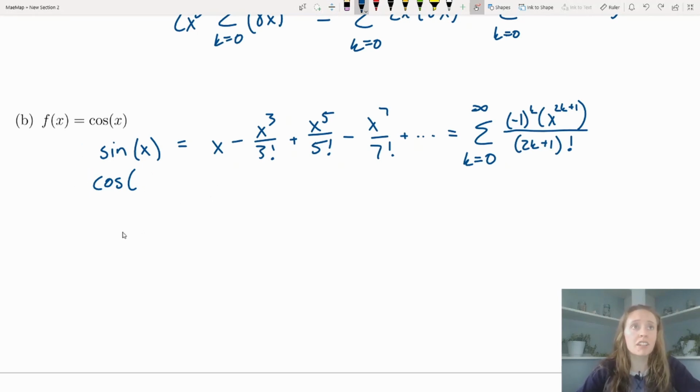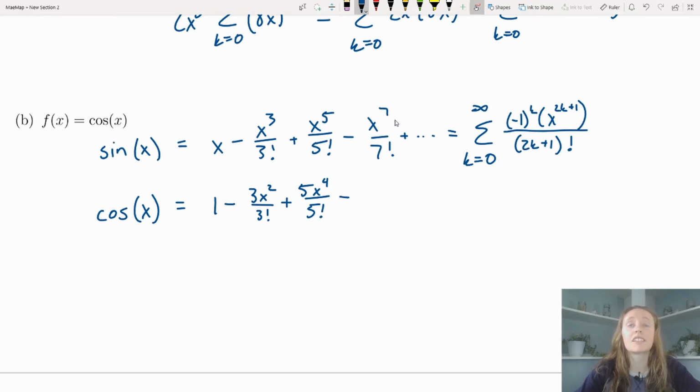So I'm going to try to keep this in line just so you can see it visually. If we have the cosine of x, that's the derivative of sine of x. The derivative of x is 1. The derivative of x cubed over 3 factorial is going to be 3x squared over 3 factorial. The derivative of x to the 5th is going to be 5x to the 4th over 5 factorial. Then x to the 7th over 7 factorial is going to be 7x to the 6th over 7 factorial, and so on. Now before I go ahead and differentiate this power series, let's find that pattern so that we can double check.